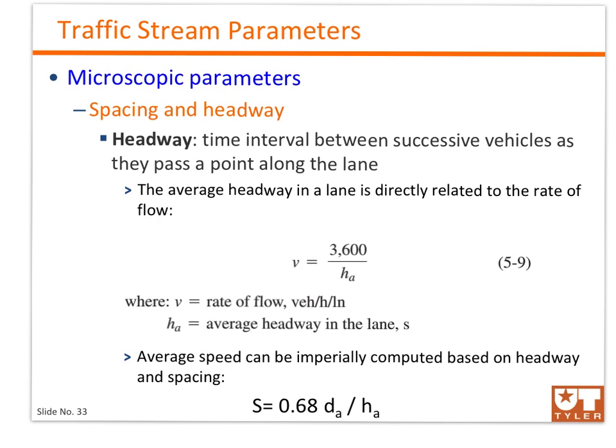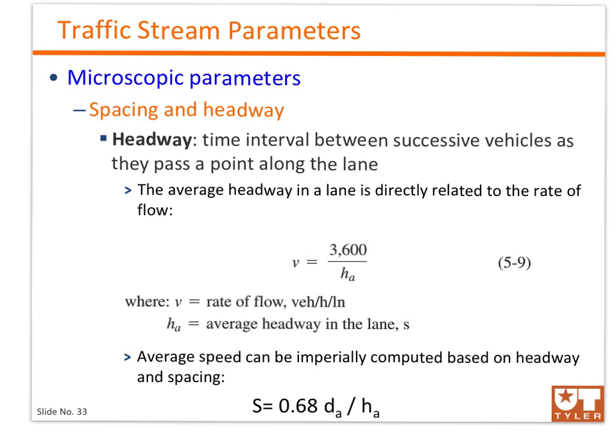While headway is basically the time interval between two successive vehicles as they pass a point along that lane. So I can get an estimate of the rate of flow based on the headway. As you see in this equation, the rate of flow, which is vehicles per hour per lane, can be estimated as 3600 seconds over the average headway in seconds, and that would give me an estimate for the rate of flow.